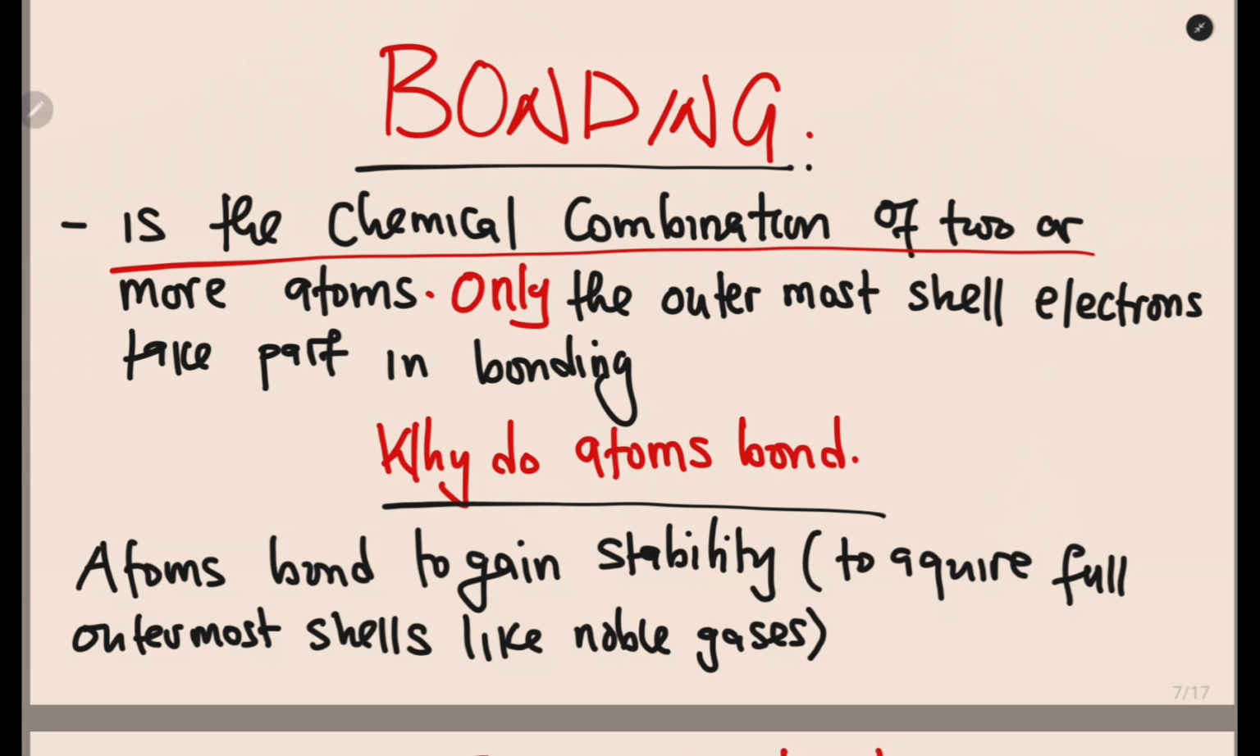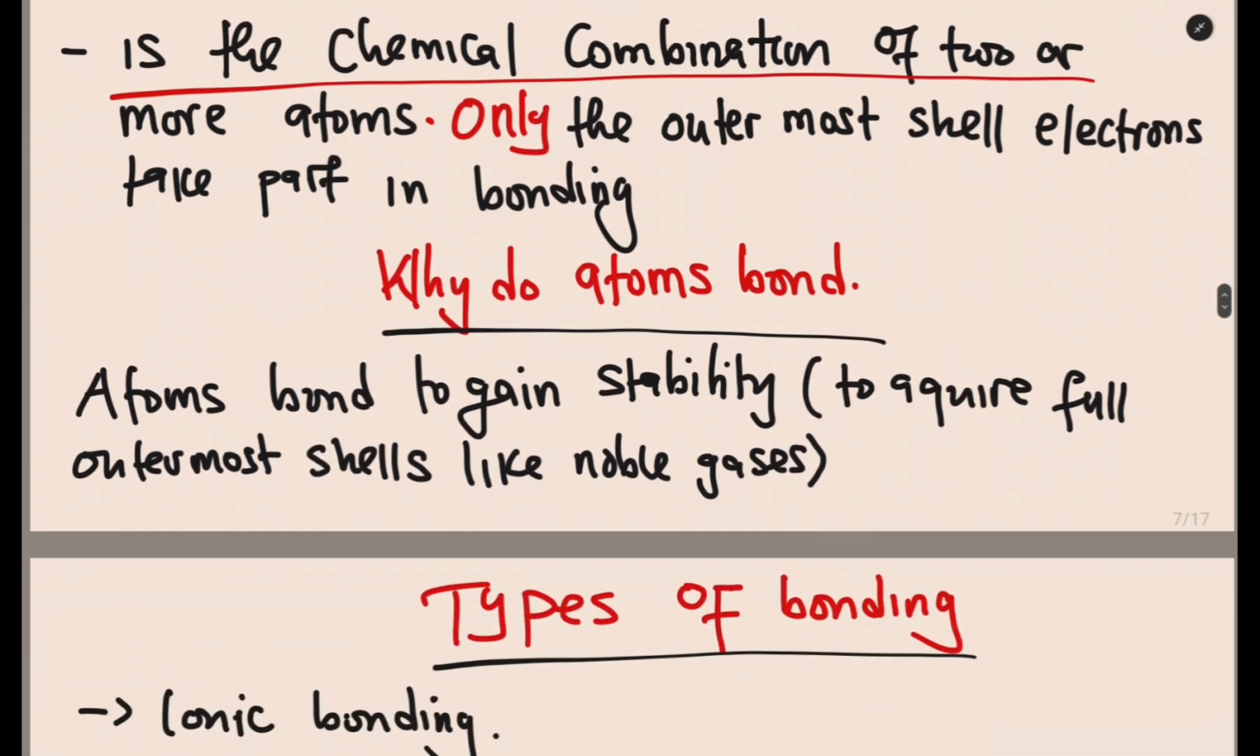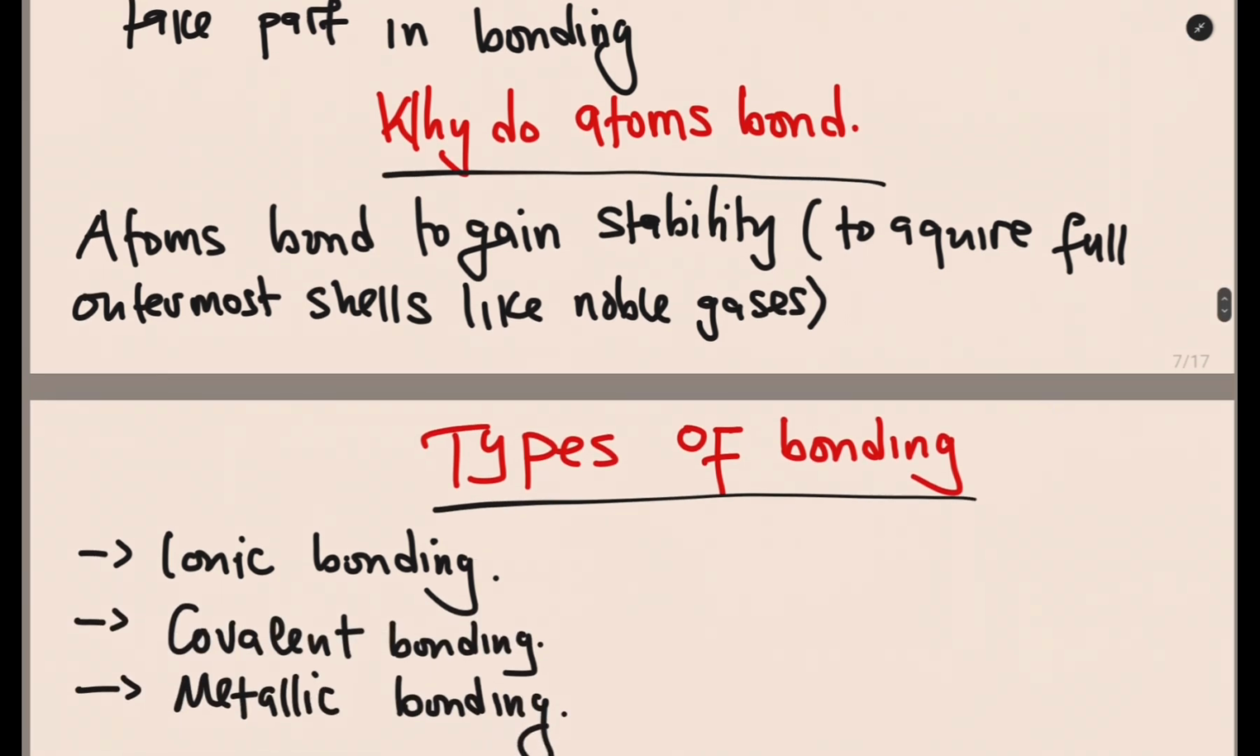Now the question that we should answer is: why do atoms form bonds? The simple answer is that they form bonds to gain stability. It is all for stability. They want to be stable. So they can either choose to transfer electrons to other atoms or share. And this brings us to the types of bonding.